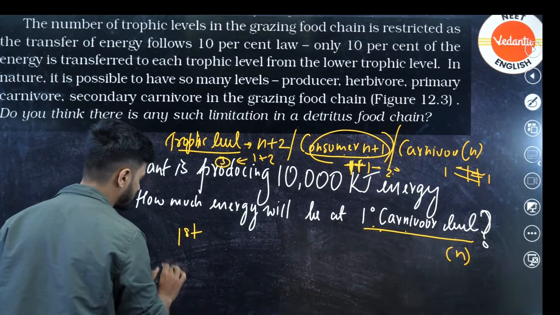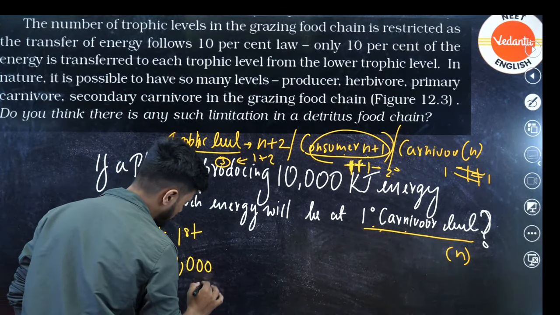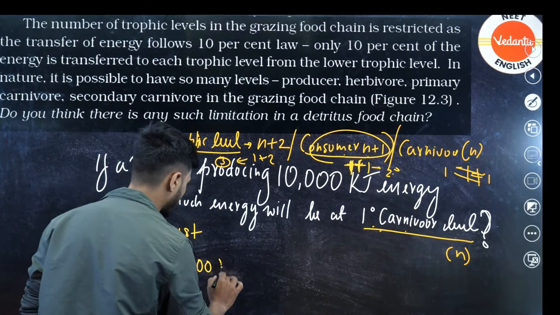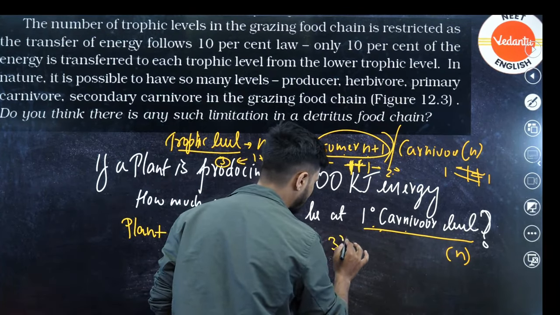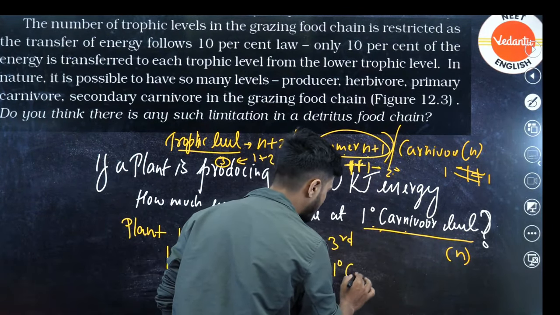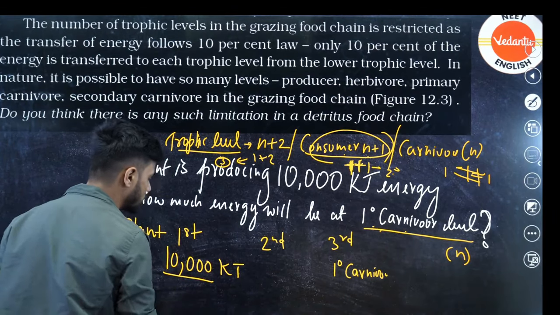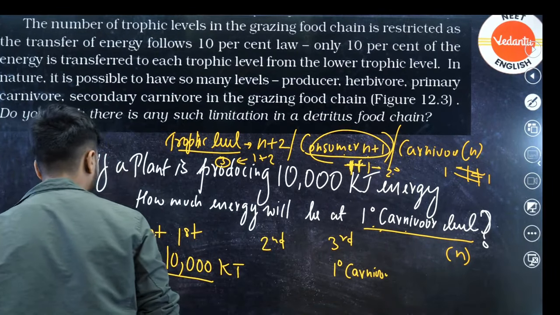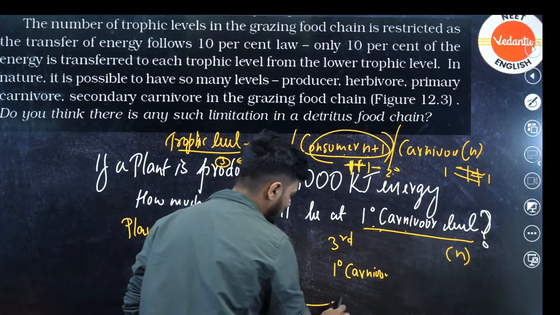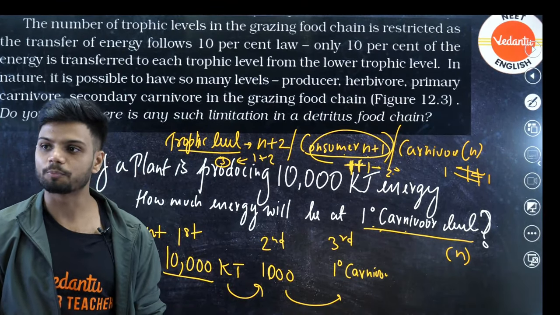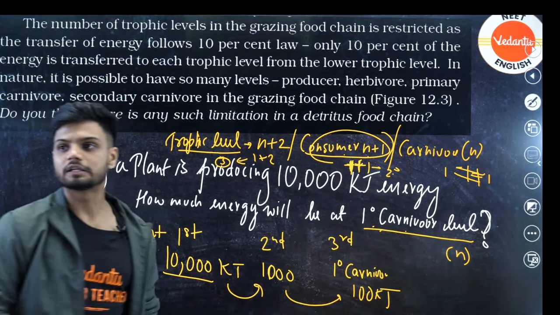So we have the first trophic level here, which is the plant, that has 10,000 kilojoules. Then we have the second trophic level, some other organism. Then at the third trophic level here, we have the primary carnivore. If this has 10,000 kilojoules, the second trophic level will have 10% of it, which is 1,000. And when we come to primary carnivores, it will become 100 kilojoules.